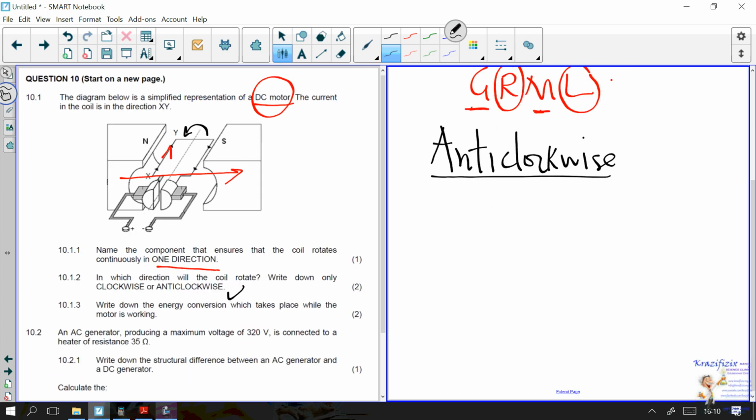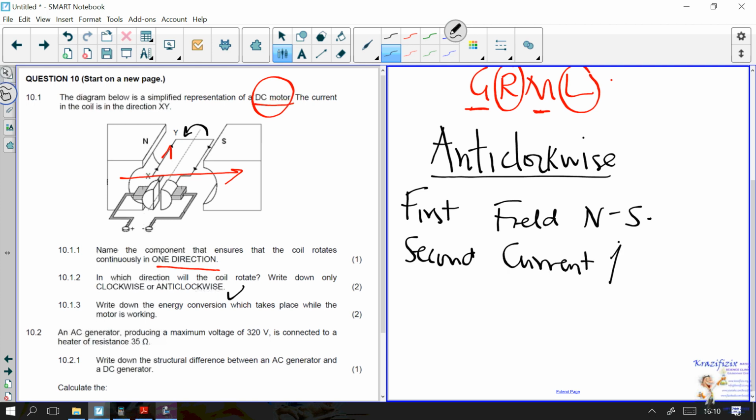But use your left hand rule. What I can simply tell you is this. Your first finger talks about the field from north to south, so point your first finger to the south. Your second should talk about current, which is into the page. Automatically your hand should be upside down. Your thumb should be pointing that way. Thumb, field, and current. The thumb represents motion. Alright, so you can see it's pressing it down. Your field is from north to south. Your current is from X to Y. So, anti-clockwise.